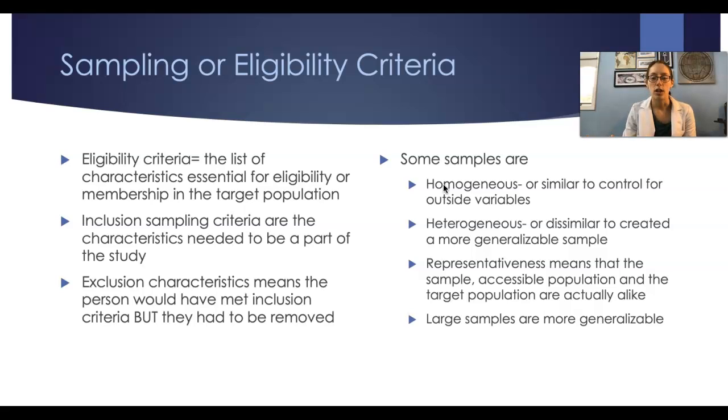We also have heterogeneous or dissimilar samples, which creates more of a generalized look. This is more of a generalized look of a population as a whole. And then representativeness means that the sample or the accessible population and the target population are actually alike. So the people in our sample actually do meet the qualifications of our population. And then large samples generally are more generalizable because we have more people, so it kind of evens out our trend.